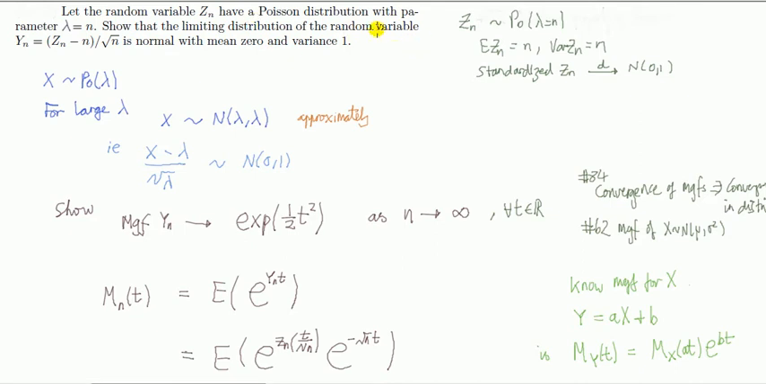Zn is a Poisson with rate parameter n. So Zn is a sequence of random variables, each with Poisson rate parameter n. We know that the mean of a Poisson is the parameter, same as the variance. Then the question is saying, show that the standardized version of Zn tends in distribution to the standard normal, i.e. its limiting or asymptotic distribution is standard normal. So that's the standardized form: subtract the mean, divided by the standard deviation.